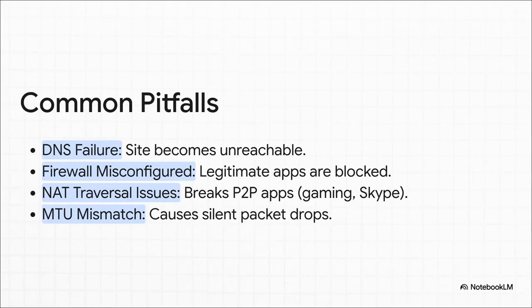So, a few common culprits can totally derail this whole process. A DNS failure? That's like the phone book having a typo. The website might as well not exist. A misconfigured firewall is like a bouncer at a club who's blocking people for no reason. You can even have weird issues where the data packets are too big for one part of the network, so they just get dropped without a word, or where peer-to-peer apps, like for gaming, can't figure out how to talk to each other directly. These are the glitches behind all those frustrating connection errors.